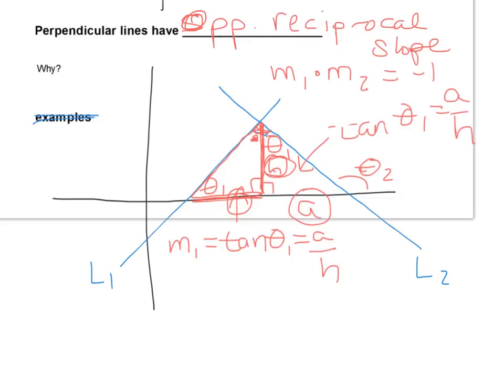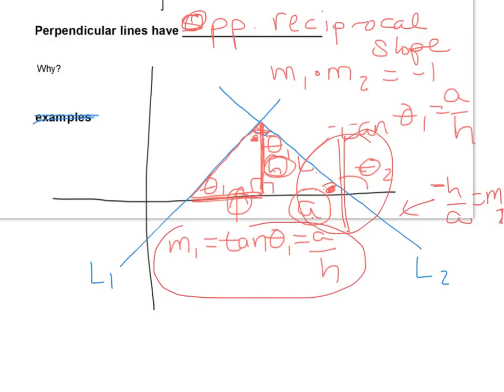Now, what is the slope for L2? Well, it's the tangent of this angle right here, A over H. Excuse me, H over A is the slope there. But this angle right here is the opposite way. If we were thinking unit circle, it's in the second quadrant. Tangent is negative in the second quadrant. It's a negative H over A. Now notice, my slope 1 is A over H, and my slope 2 is negative H over A, opposite reciprocals. And there you have it, that's why.